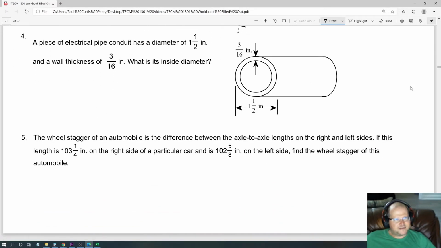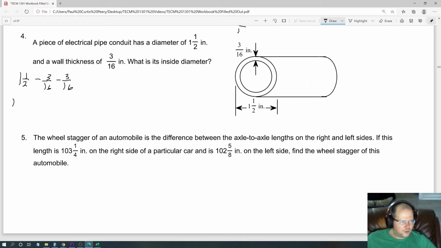All right. A piece of electrical pipe conduit has a diameter of 1.5 inches and a wall thickness of 3/16 inches. What is the inside diameter? Okay, so this is different. They're saying the total diameter is 1.5, and we're dealing with the wall thickness. So instead of adding, now we're going to subtract out the 3/16, not just once, but twice. So this is kind of the opposite of a previous problem we did.